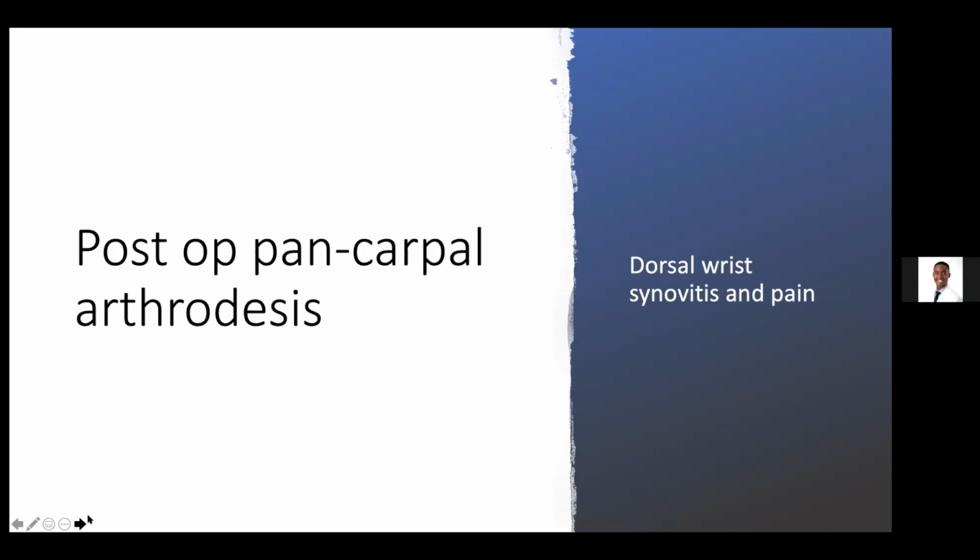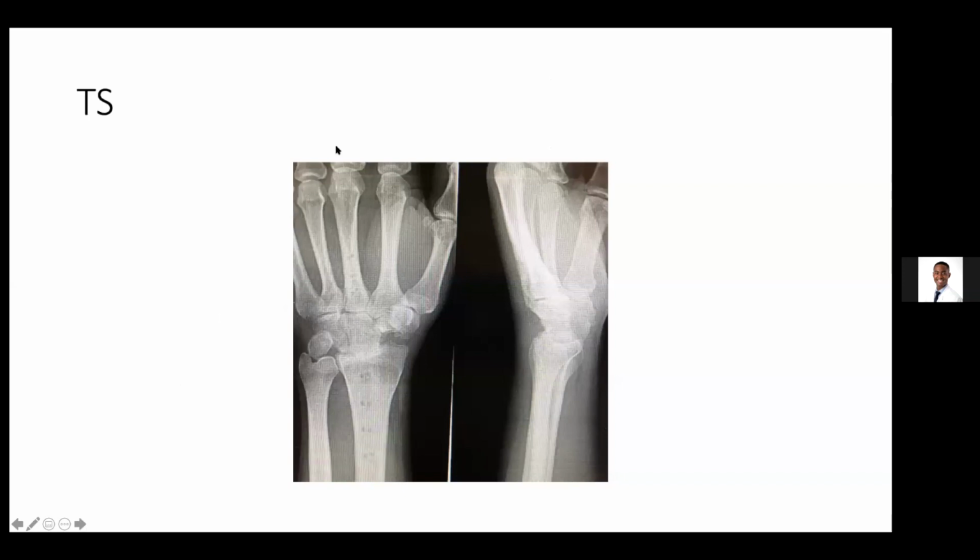Oh, dorsal wrist synovitis. When you put a plate on dorsally, you always get a synovitis. You don't see many dorsal plates anymore. When I was a resident, they did everything dorsally. So we could remove the plate if that is directly causing the synovitis. I'm not really sure what our other options are. That's what we did, and the pain went away. And here you can see our fusion.